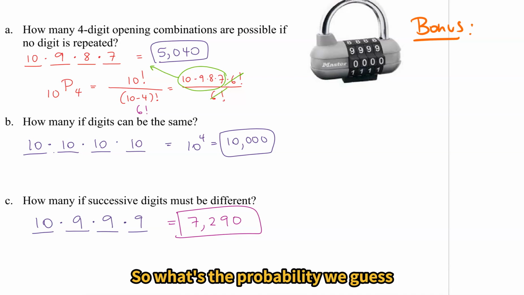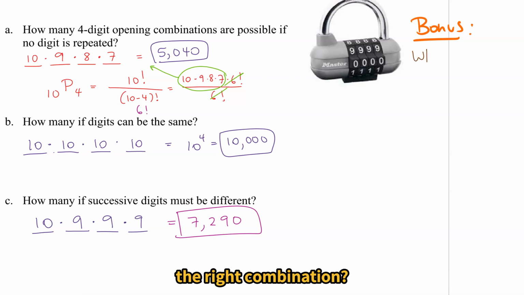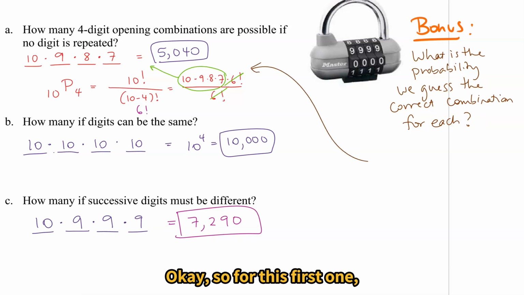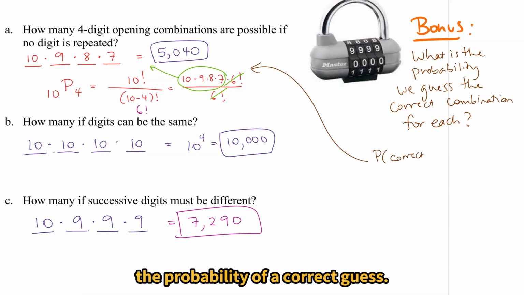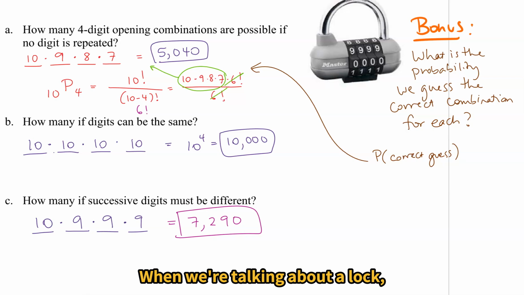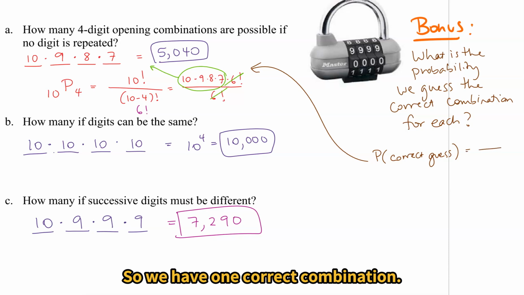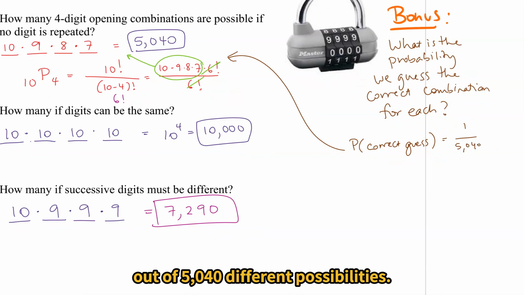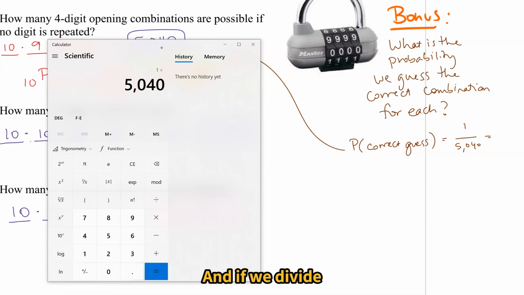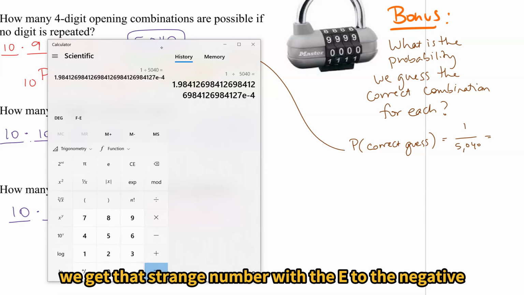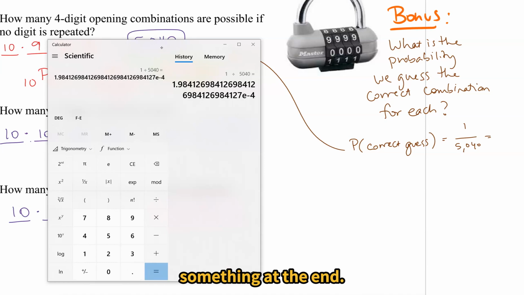So what's the probability we guess the right combination? Okay, so for this first one, the probability of a correct guess, when we're talking about a lock, there's only one correct combination. So we have one correct combination out of 5,040 different possibilities. And if we divide, we get that strange number with the e to the negative something at the end? Well, this is scientific notation.